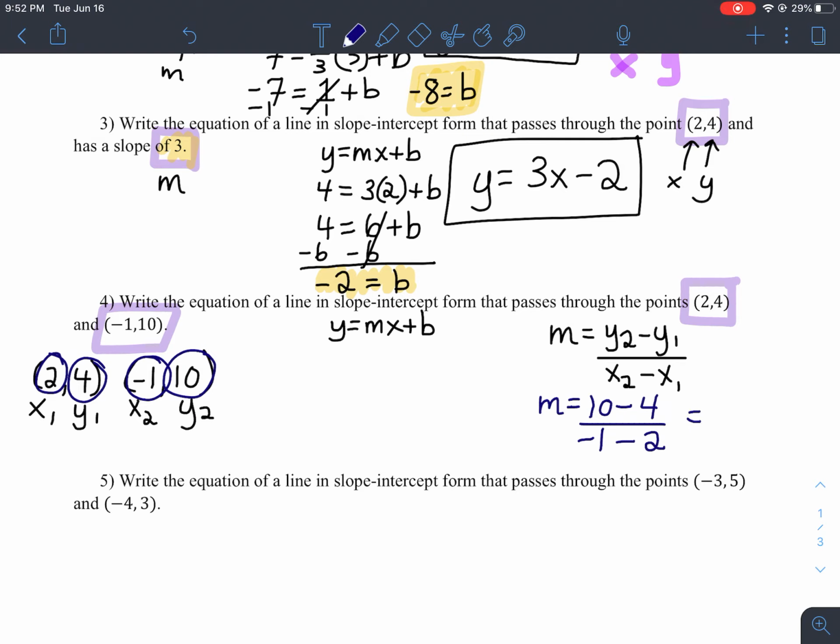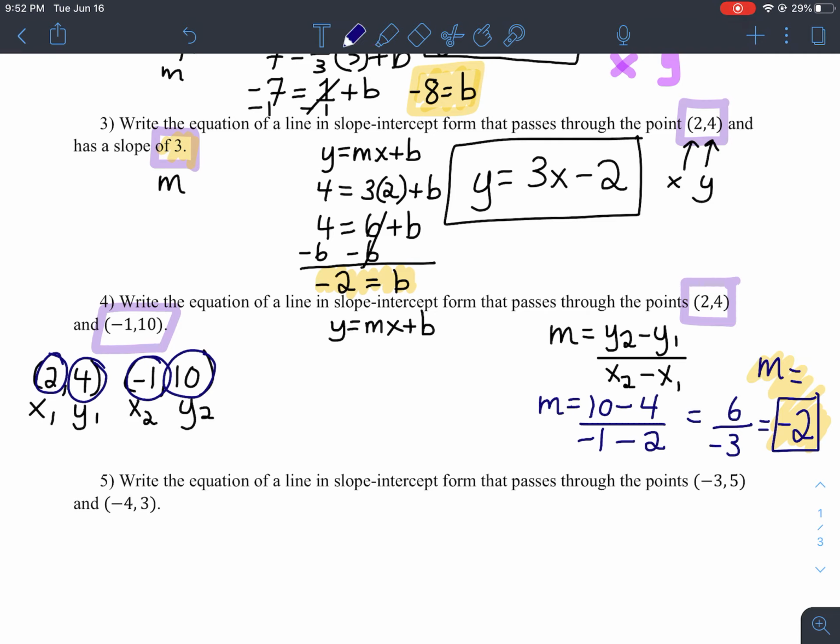And just like we did in order of operations, always simplify the numerator and denominator separately. 10 minus 4 is 6. Negative 1 minus 2 is negative 3. 6 divided by negative 3 is negative 2. So therefore, our slope is negative 2. And I'm going to highlight that in yellow just so we remember.